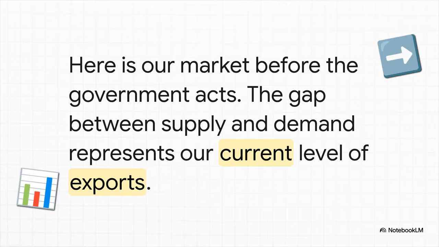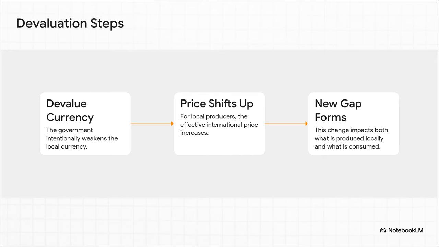Okay, so take a look. This is our market before the government does anything. You can see that higher international price, and you see the gap it creates between what's supplied and what's demanded locally. That gap right there is the country's total exports. Now, keep your eye on the size of that gap. So here's the play-by-play. The government devalues the currency. What does that mean? Well, now every dollar or euro earned from selling stuff abroad is worth more when you convert it back to your home currency.